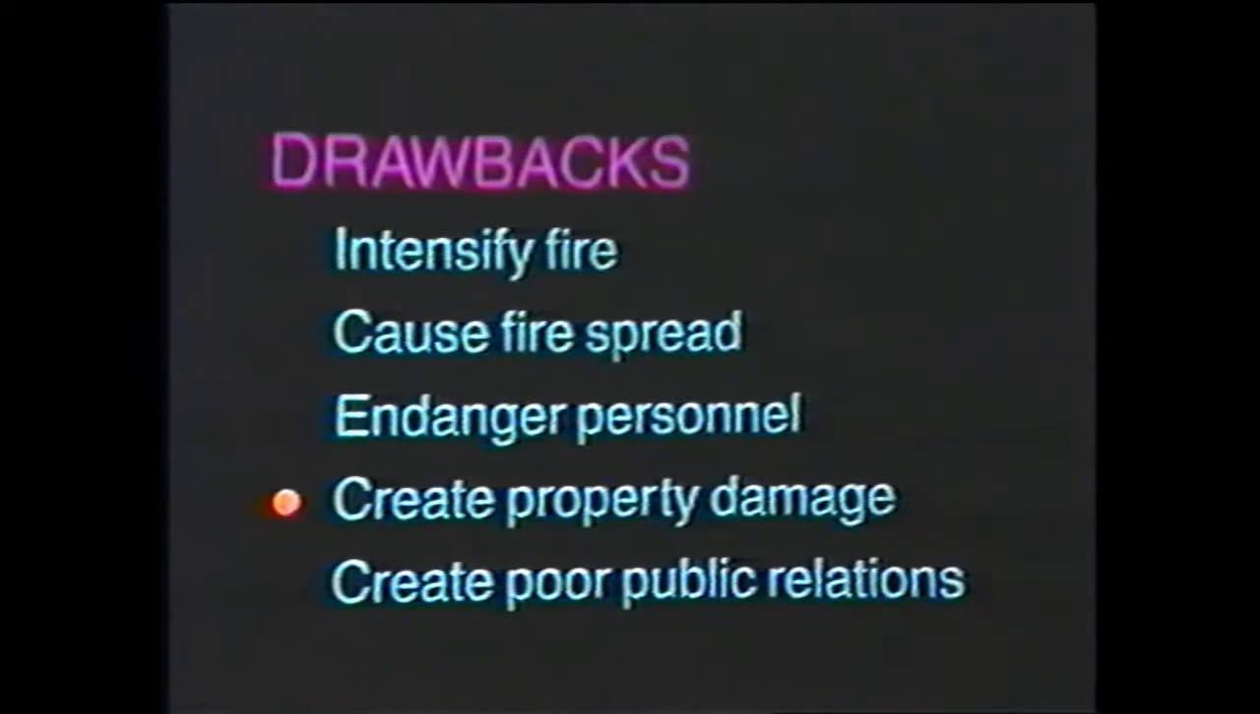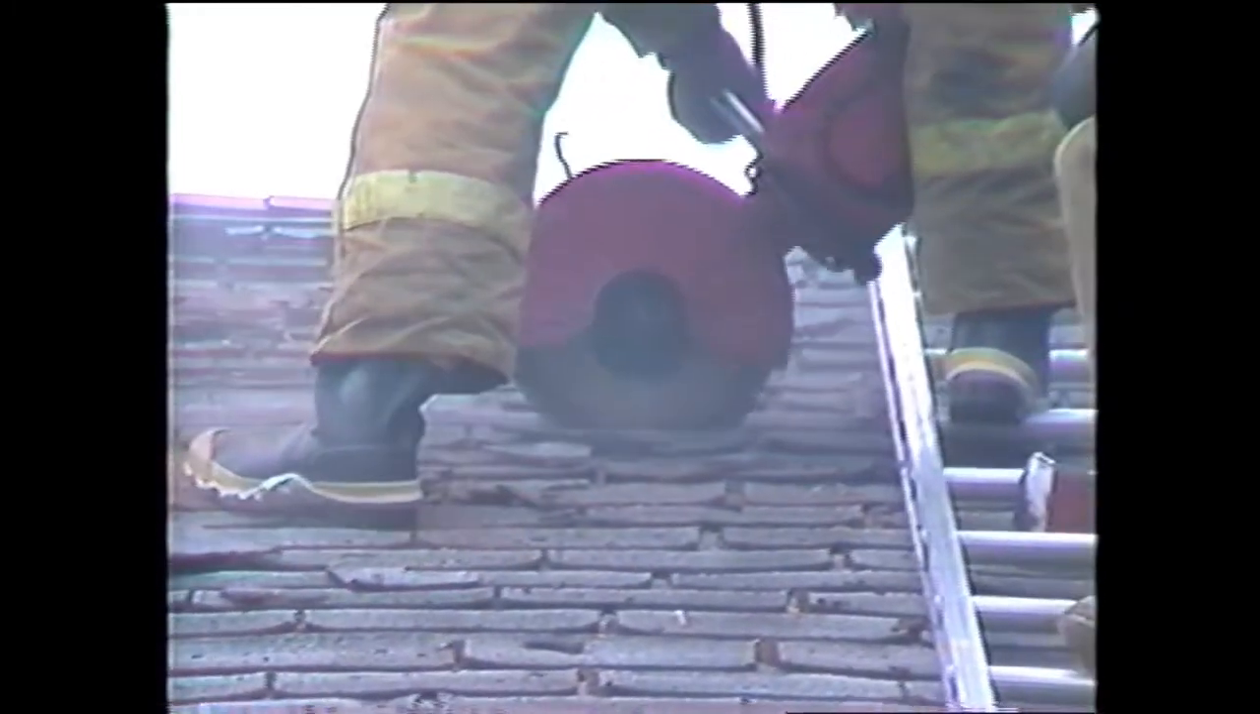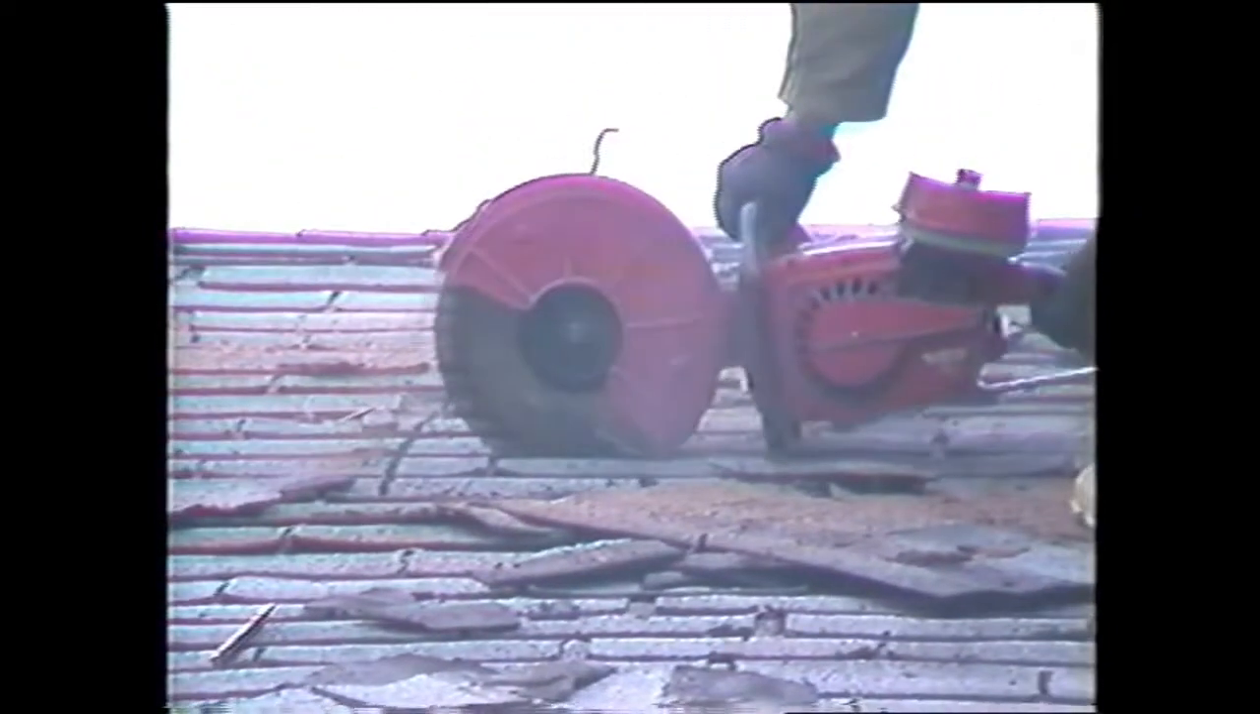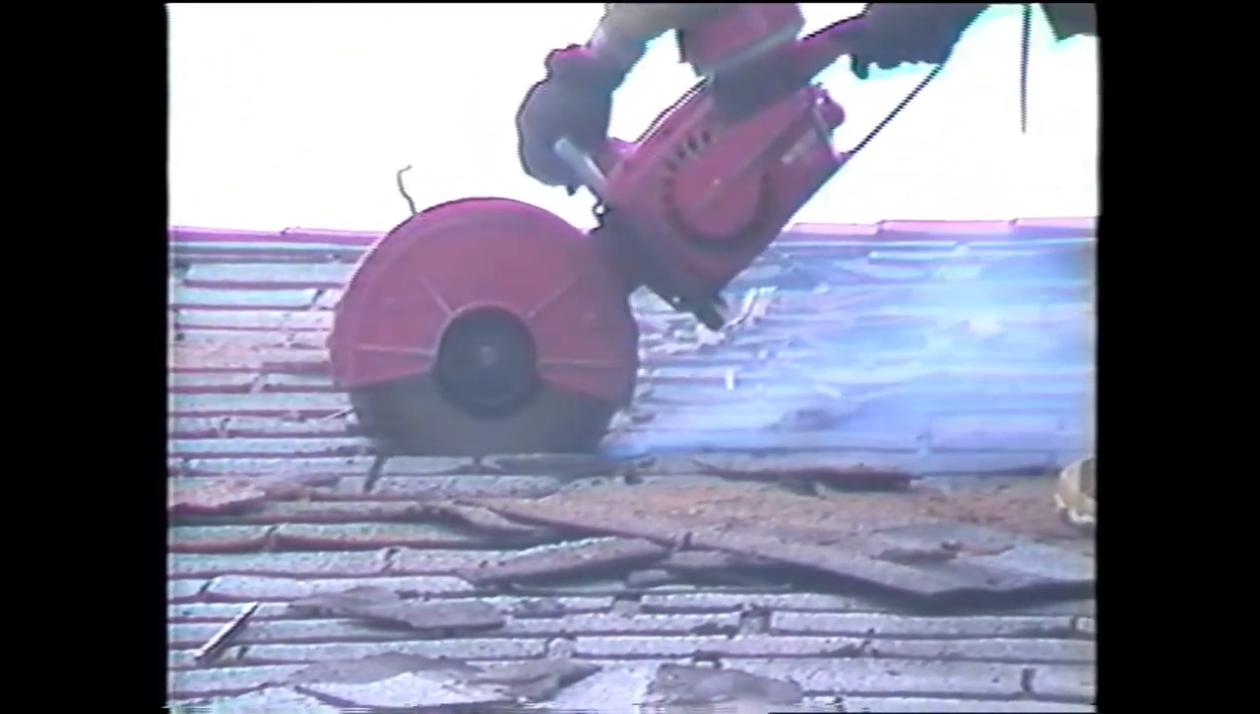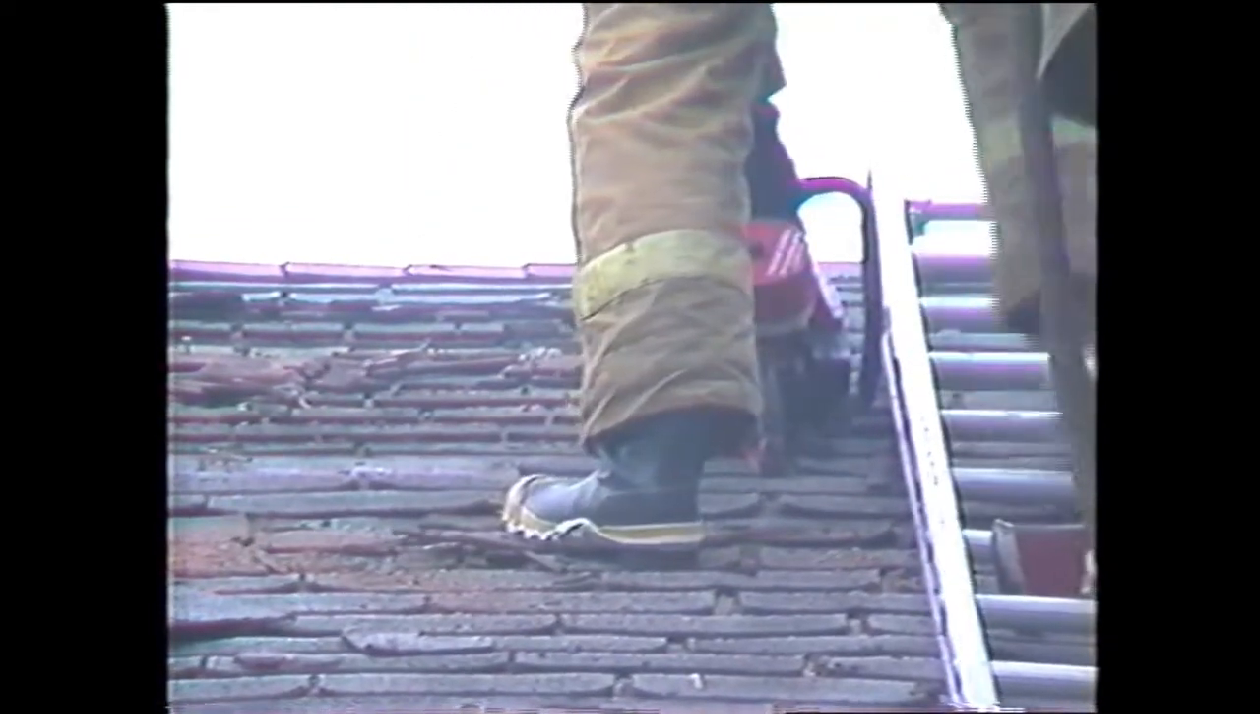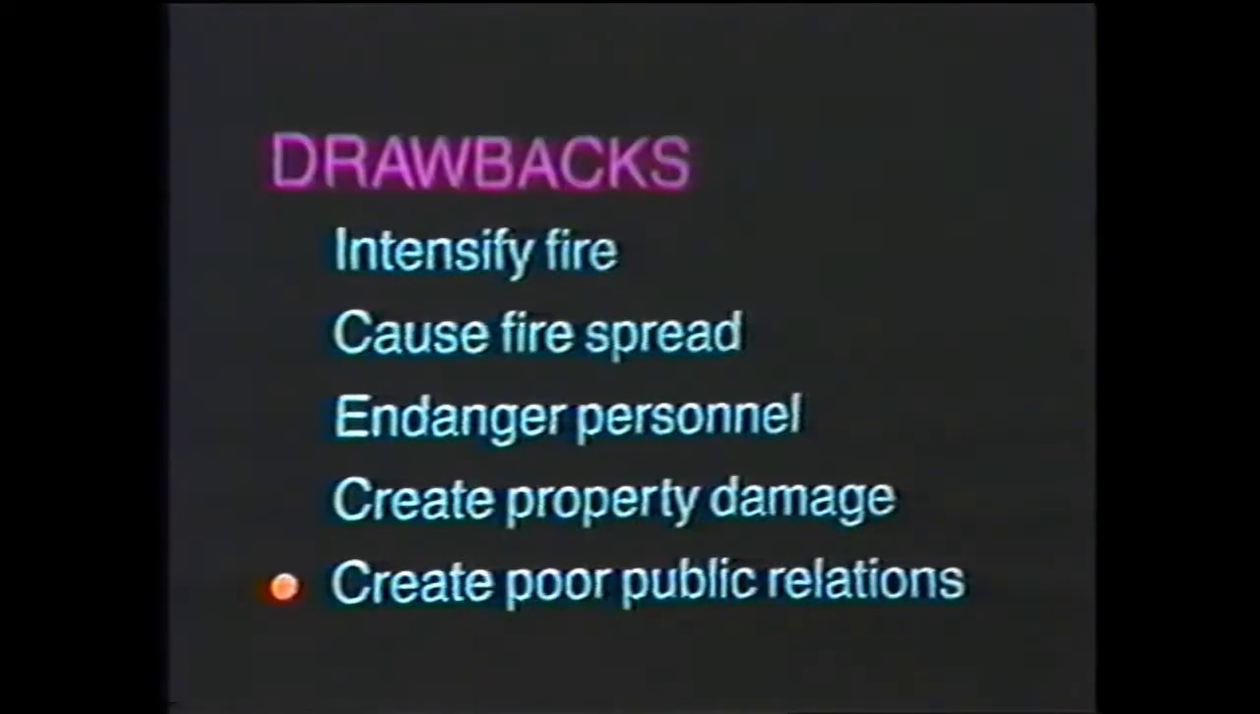Unnecessary property damage can result in two ways. First, by drawing the fire into uninvolved areas, and second, by improper venting techniques causing structural damage which may have been avoided, such as cutting through roof supports unnecessarily. Creating unnecessary property damage could result in creating a poor public image. Creating a poor public image can have all kinds of negative results affecting the morale of the department.